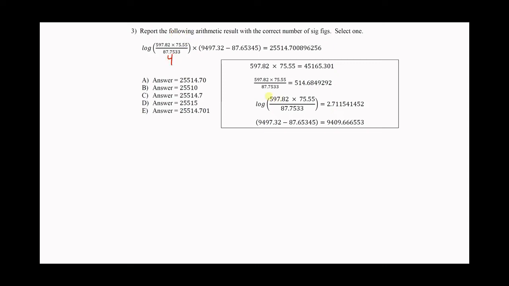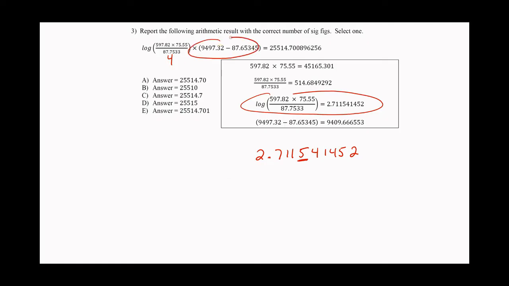Okay, so let's do that logarithm of this right here. It's going to have 4 sig figs, so 2.7115, right? 41452. And remember, it's at the 4th decimal place, so 4 sig figs, 5 numbers altogether. And that's going to be multiplied by this difference, right? So let's do that difference.